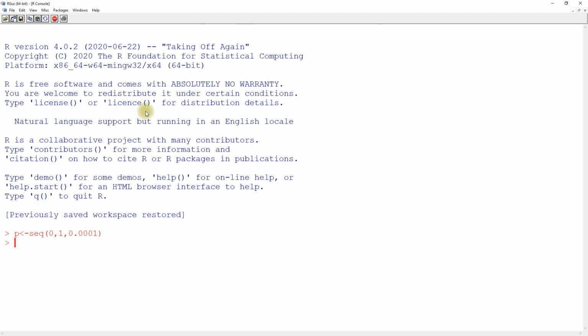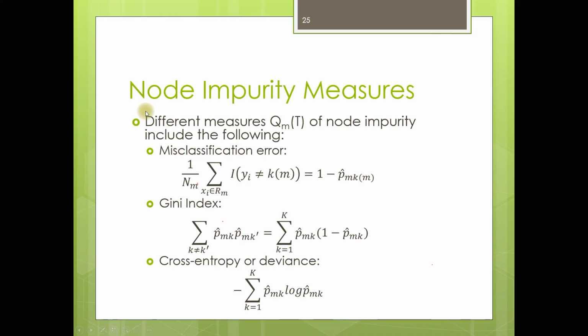So we have our proportion set. We are going to compute the deviance. The deviance, as we note, is negative, p̂mk times log of p̂mk. So that's what we are going to do. Okay, don't forget that we have to do it for different classes.